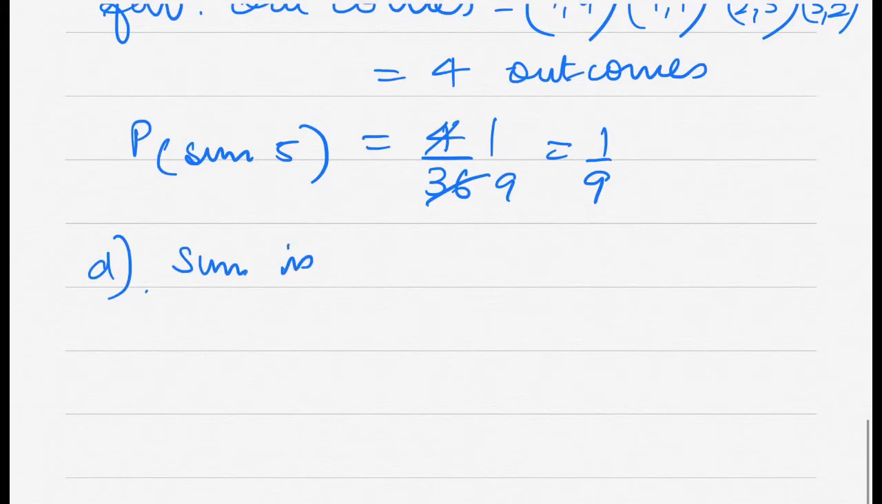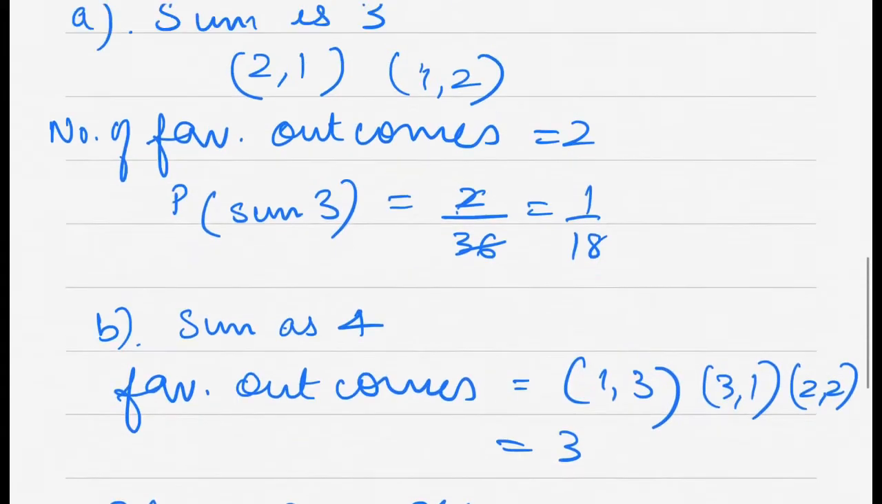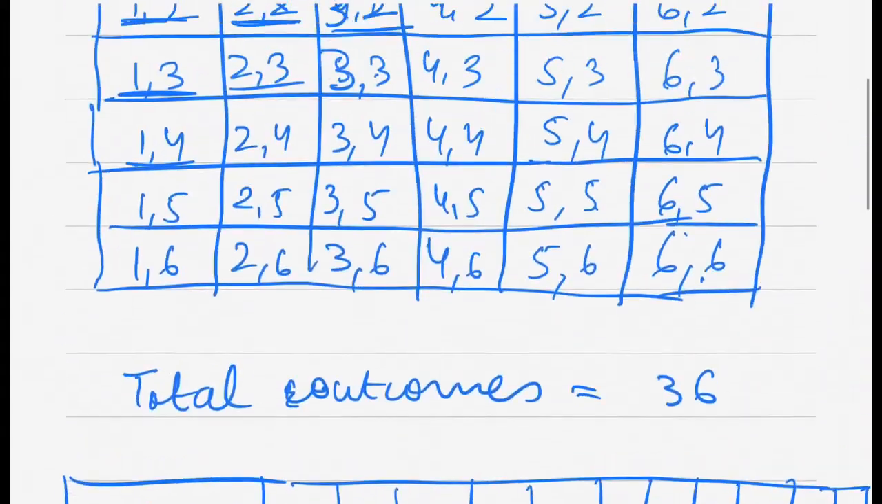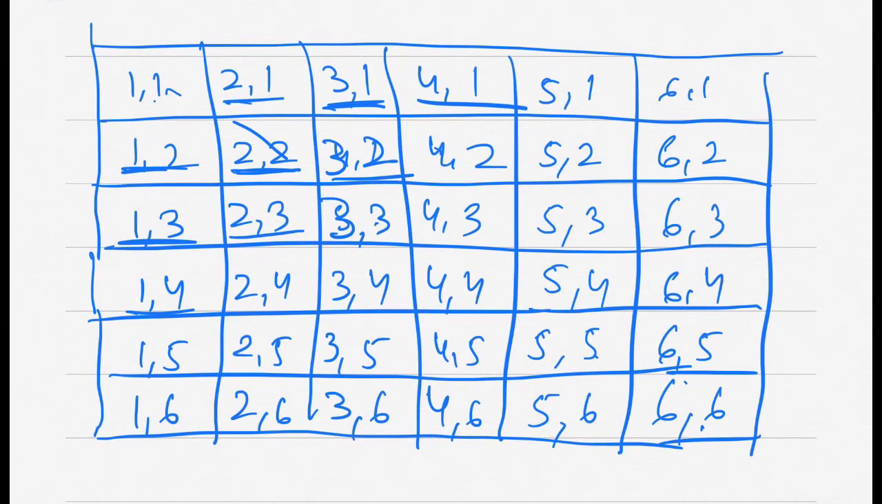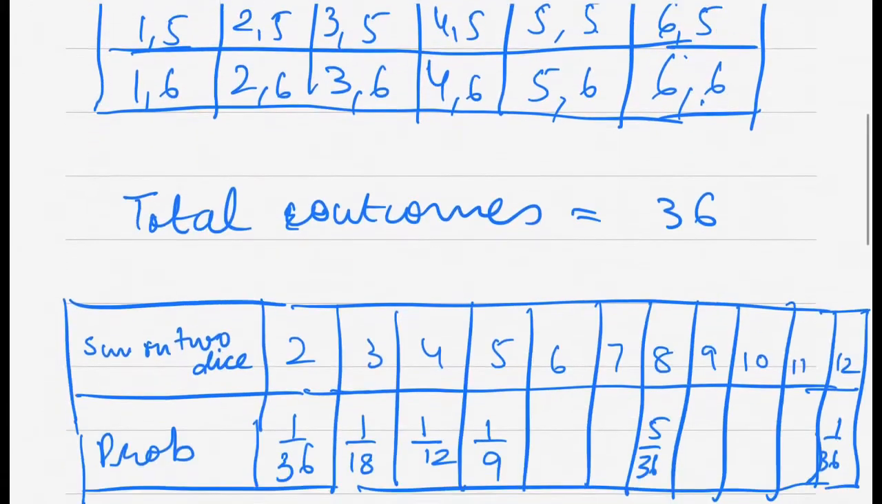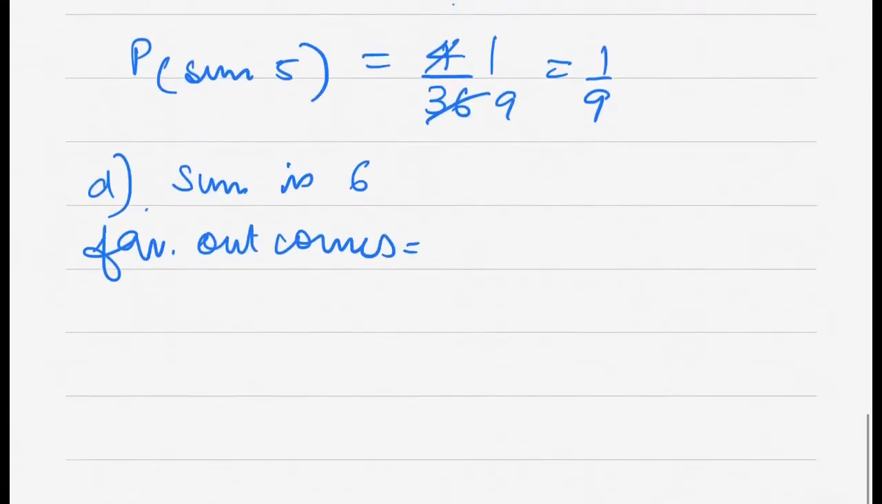Now I'll go to part D. The sum is 6. Favorable outcomes for sum 6: let's go to this table and refer to it. It can be 4 and 2, 5 and 1, 3 and 3, 2 and 4, and 1 and 5. So 1 5, 2 4, 3 3.